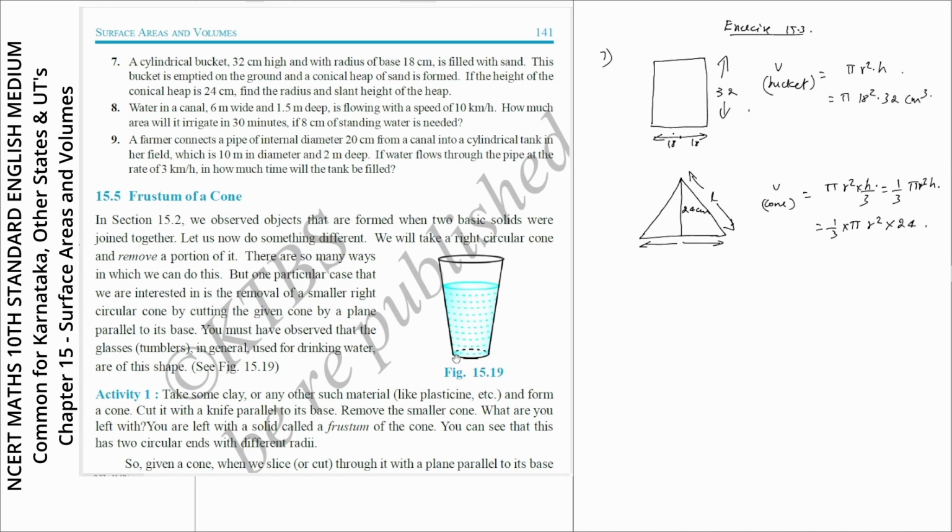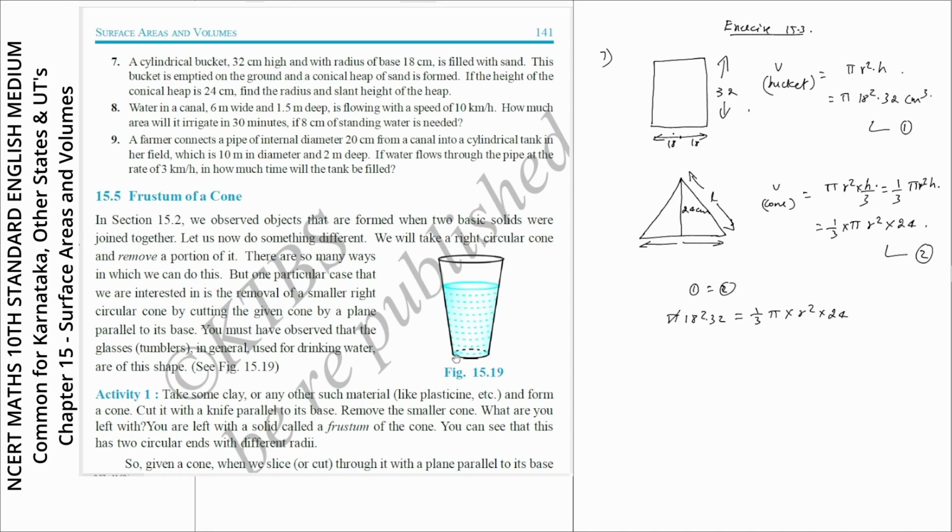Now volume of this cylinder is equal to volume of cone. This is 1, this is 2. Whatever sand was there in the bucket, it was inverted and made into a cone. Therefore both the volumes are same. So 1 equal to 2. Therefore pi 18 square into 32 is equal to 1 by 3 pi into r square into 24.